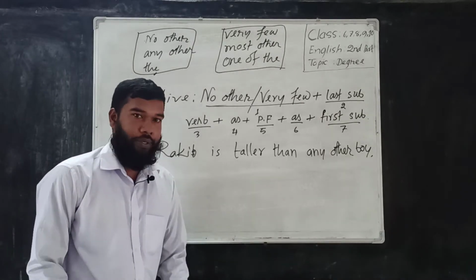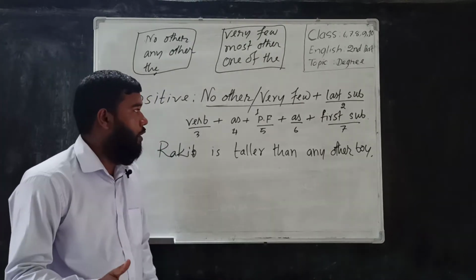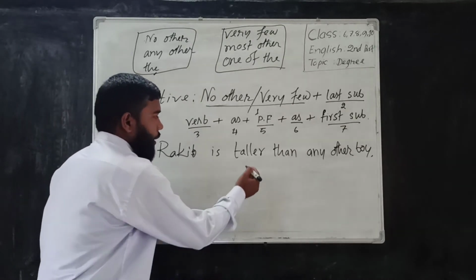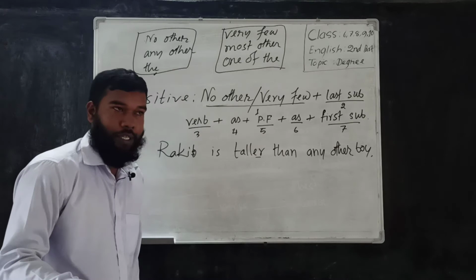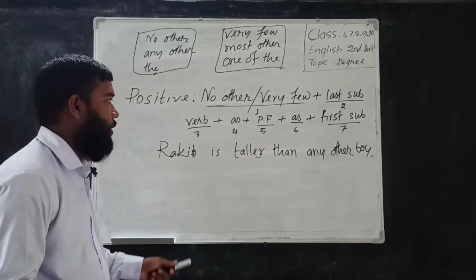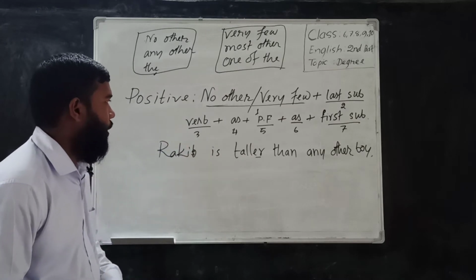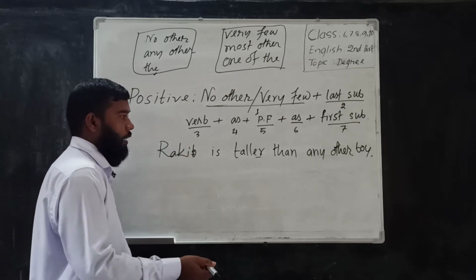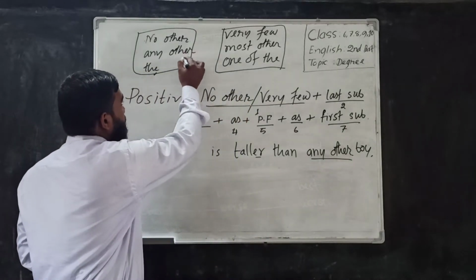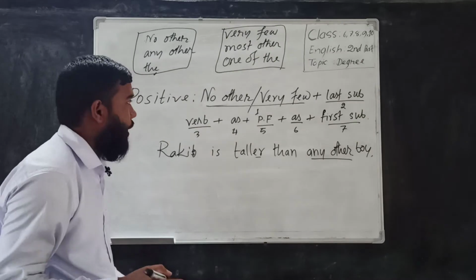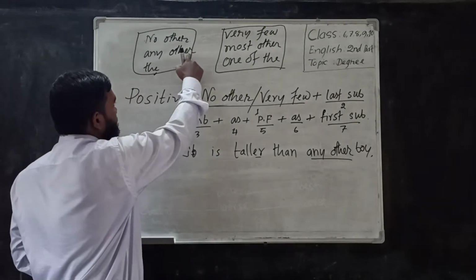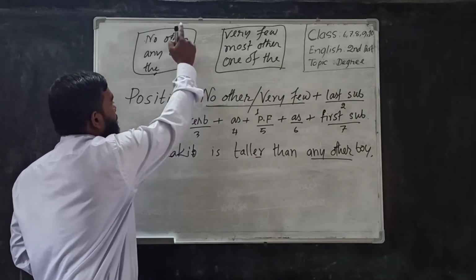Okay, taller. Taller is the symbol of which type of sentence? Positive, comparative or superlative? As there is er after the word, it's comparative. Now we will change it into positive following these rules, following these structures. As there is any other, what phrase will we take? No other or very few? As it is from this group, we have to take no other.